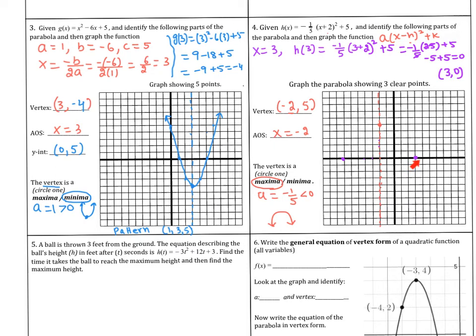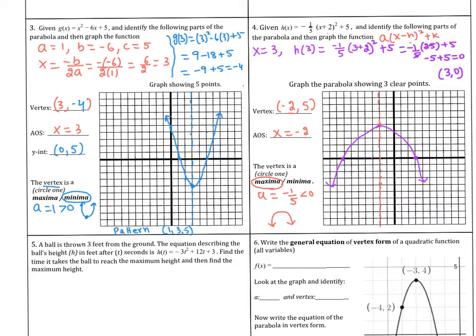So now my point is going to be (3, 0), which I'm going to plot here. And I want to find the mirror image of this point on the other side also. So from my line of reflection, this is 1, 2, 3, 4, 5 units to the right side, and my other point will be 1, 2, 3, 4, 5 units to the left side. Now I'm going to combine these 3 points and get the graph.